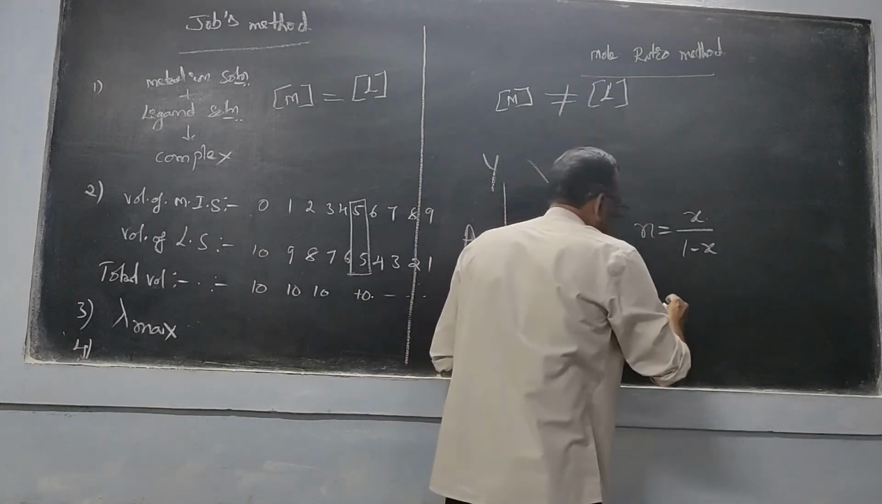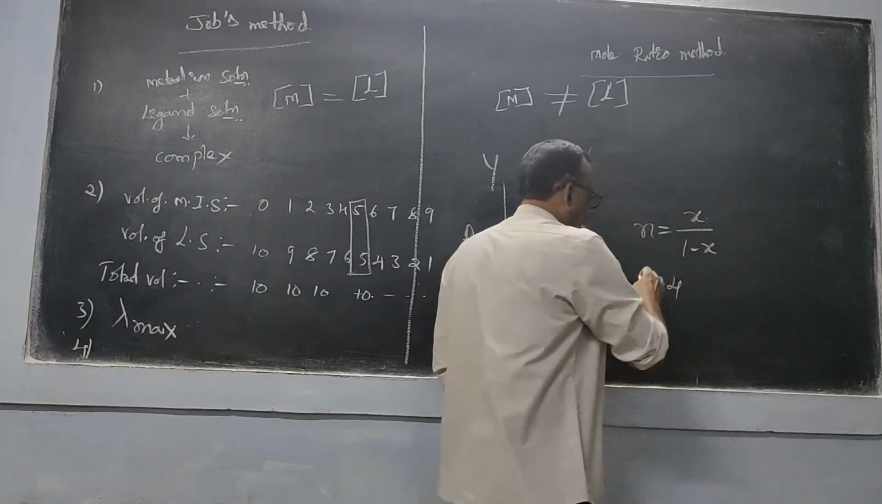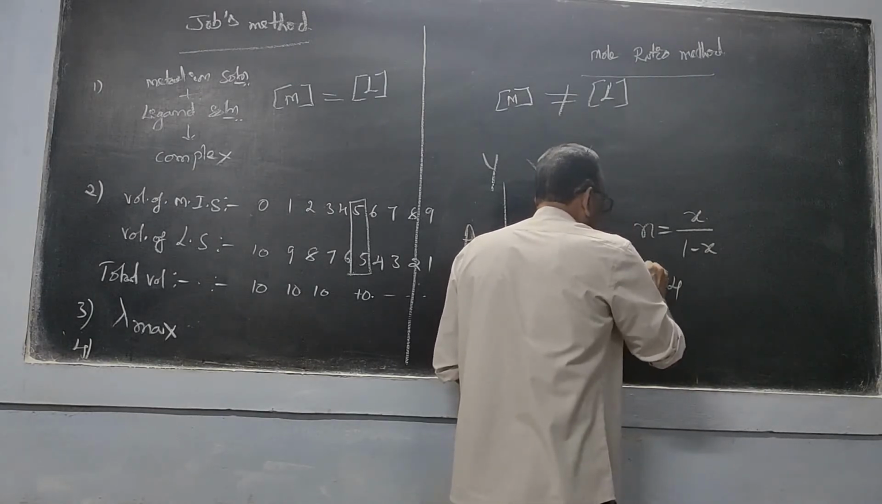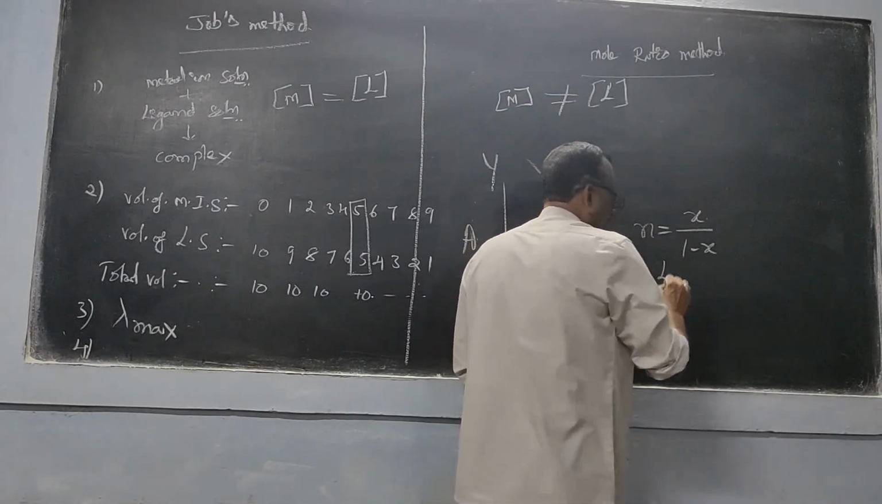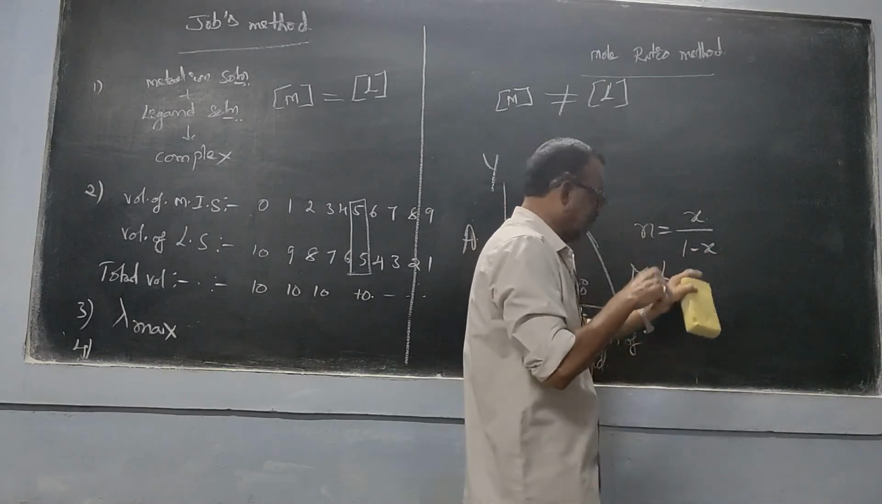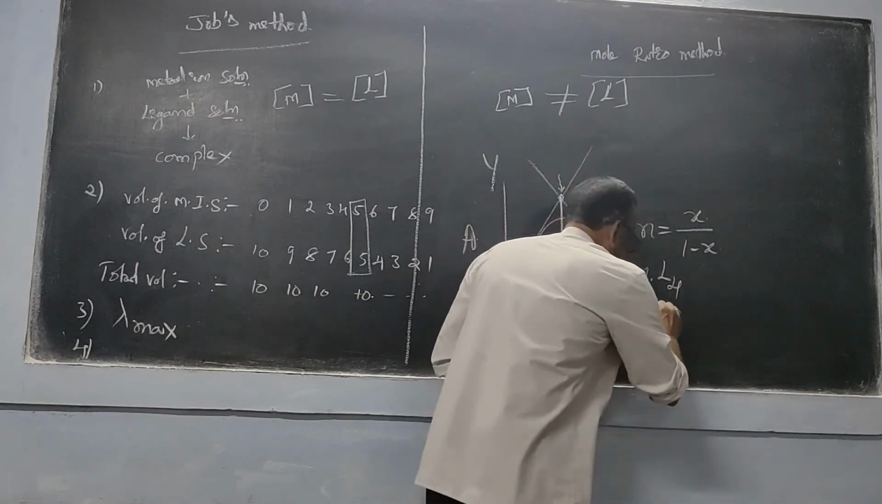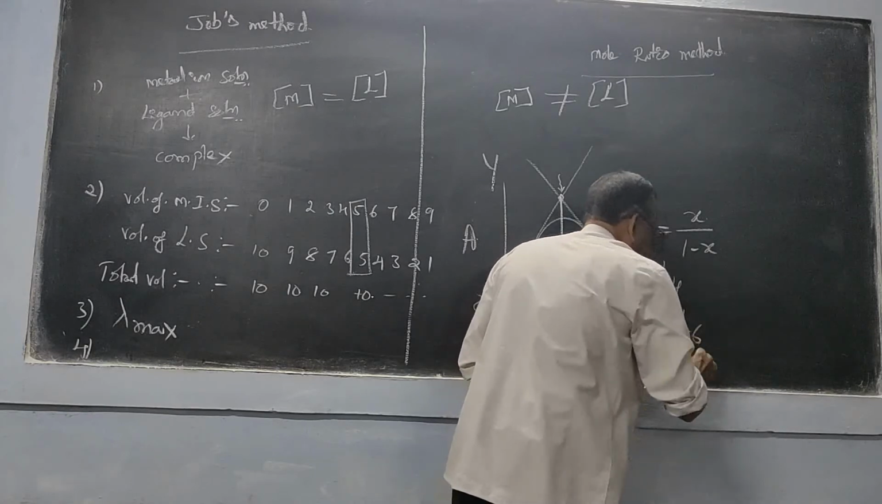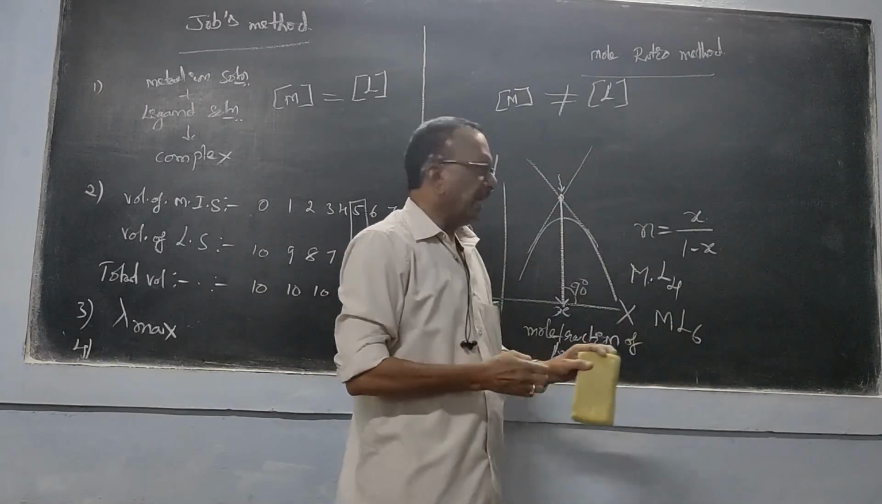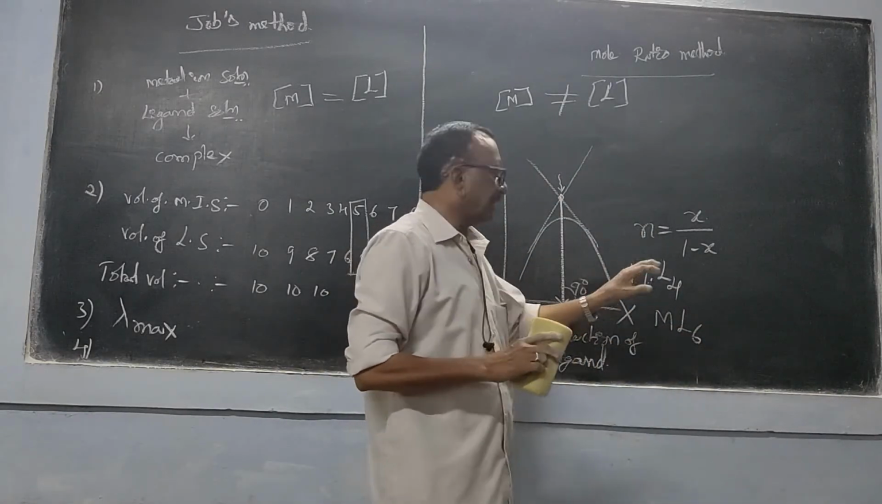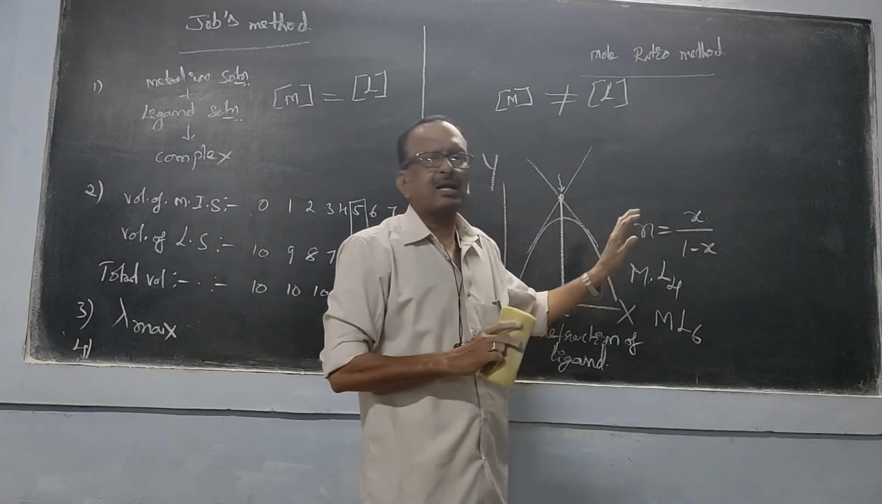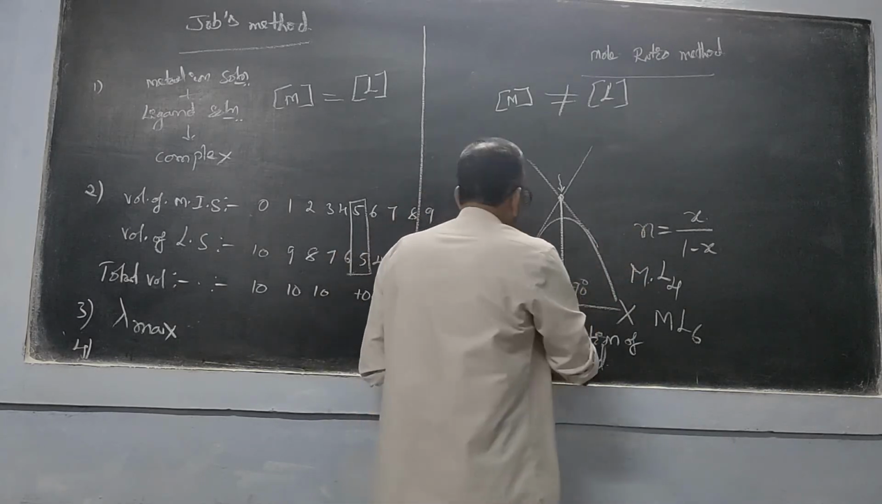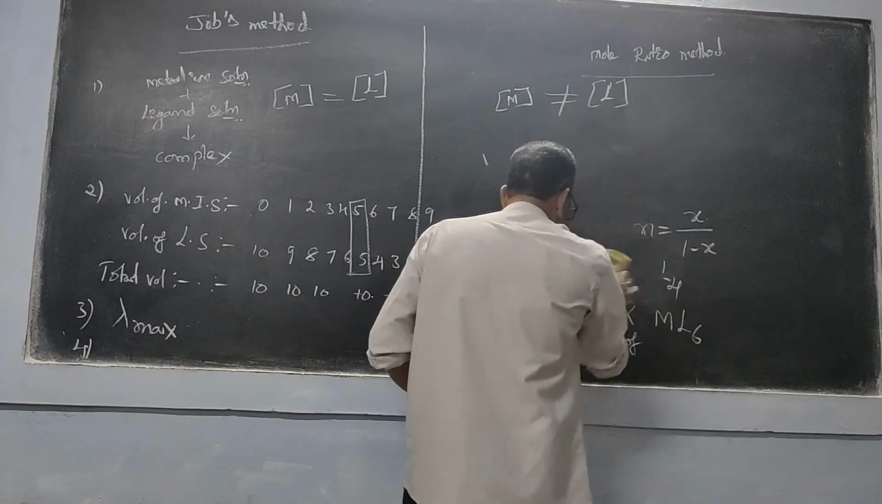Suppose if the n value is 4, then the metal complex will have the composition ML4. If the n value is 6, then the complex is having ML6. Like that, we will find out the composition of a metal complex. Okay, so this is Job's method.